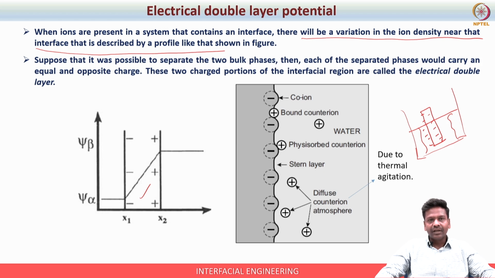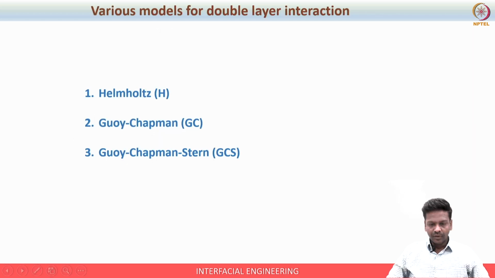So whenever you separate these two bulk phases, they will carry equal and opposite charges, such that the electroneutrality condition is achieved. Here I have listed various models for double layer interaction. As you can see, there are three models: the Helmholtz model, the Gouy-Chapman model, and the Gouy-Chapman-Stern model. We will look at them one by one in detail as we move along.